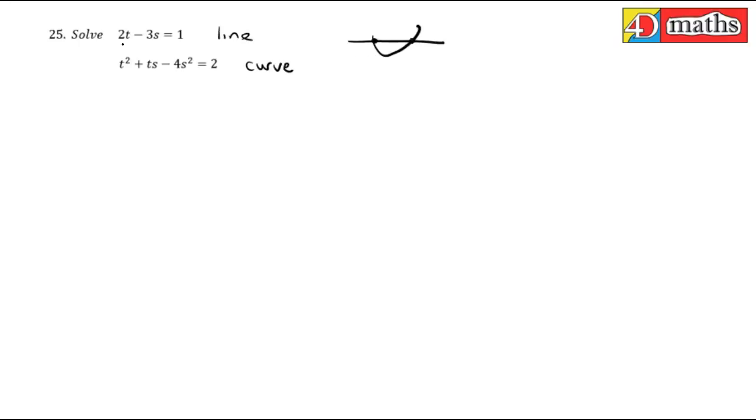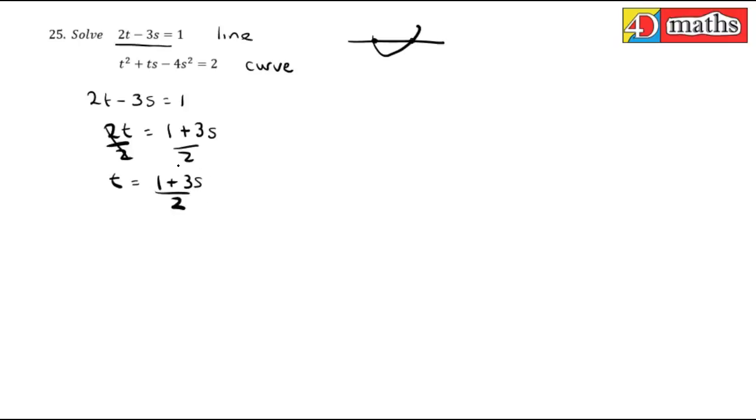Okay, so the way we do it is we write the line, and because the unknowns are t or s, we write them in terms of t or in terms of s. I'm going to write it in terms of t. It seems to be a little bit easier. So 1 plus 3s, divided by 2 on both sides. So t is equal to 1 plus 3s over 2.